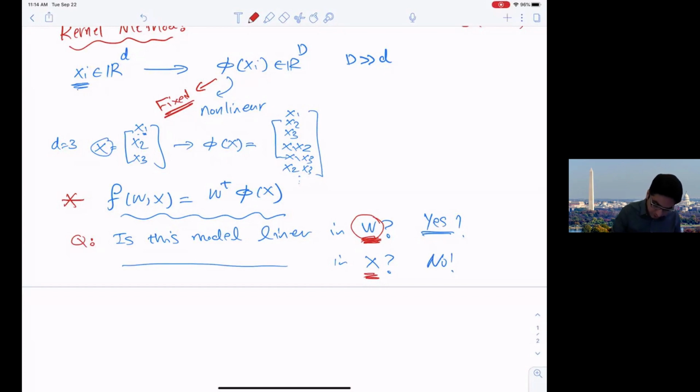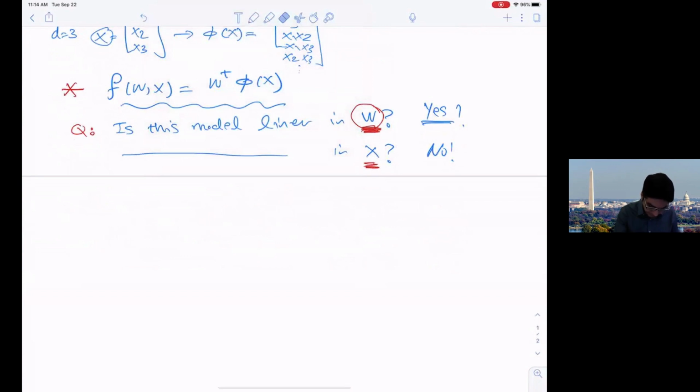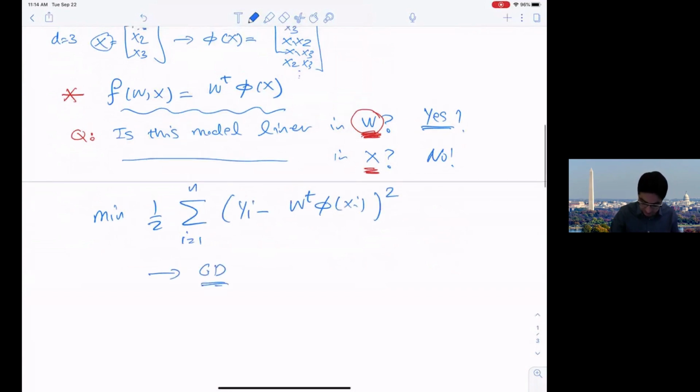So here the optimization we have is the following. We are minimizing, again, let's say a quadratic loss. Instead of x, I'm going to replace it with phi of x, squared. And then use gradient descent. Again, this is still a convex optimization. So gradient descent with a sufficiently small learning rate is going to converge to the global optimizer of this optimization problem that we have here.